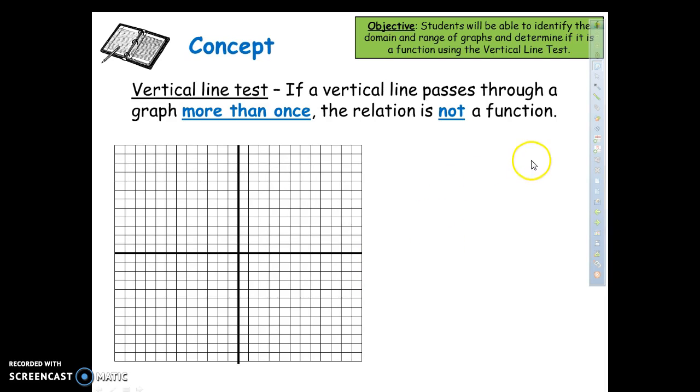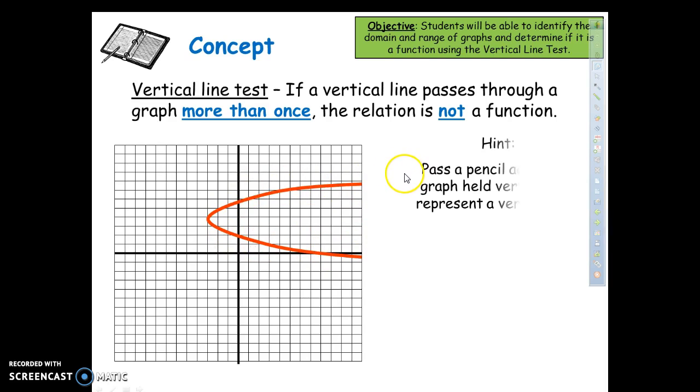Today, remember, our objective is to go ahead and determine if a relation is a function using the vertical line test. The vertical line test says that if a vertical line passes through a graph more than once, the relation is not a function. And let's look at this. Here I have this graph, this relation, and I'm going to run a vertical line, and I'm going to use a pencil to see if this is a function.